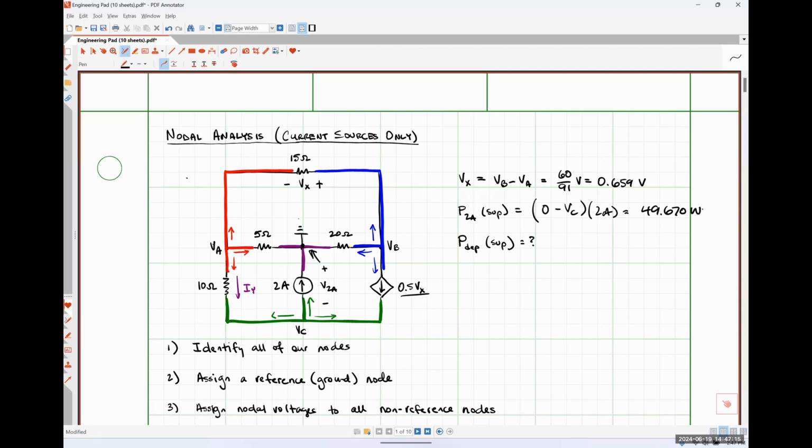For our dependent source, we can do something similar. We want the power supplied by our dependent source. So I'm going to write a voltage V dependent, negative polarity on top, so that the current is flowing into the negative polarity terminal. So how am I going to express V dependent in terms of our nodal voltages?